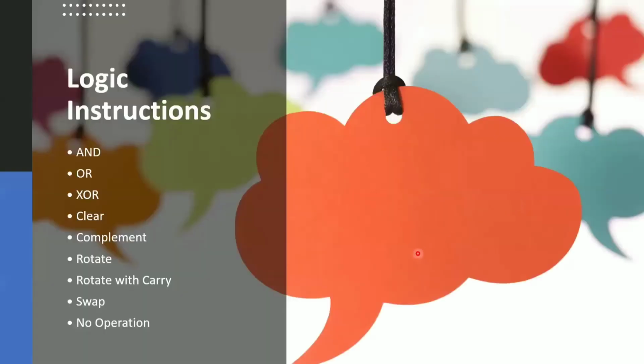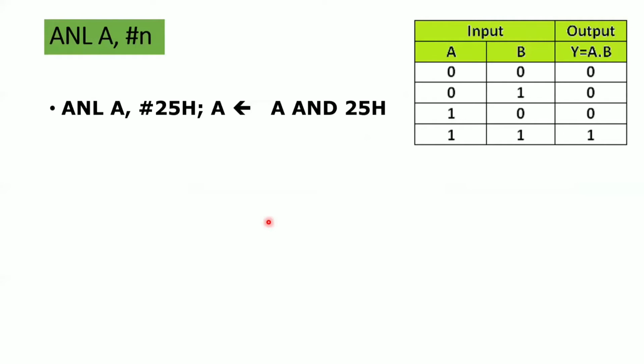And the next instruction set is your logical instructions, or logic instructions. These are the instructions: AND operation, OR, XOR, clear, complement, rotate, rotate with carry, swap, and no operation. These are the instructions which we are going to see in this logical instruction group. Now let's start with the AND operation.